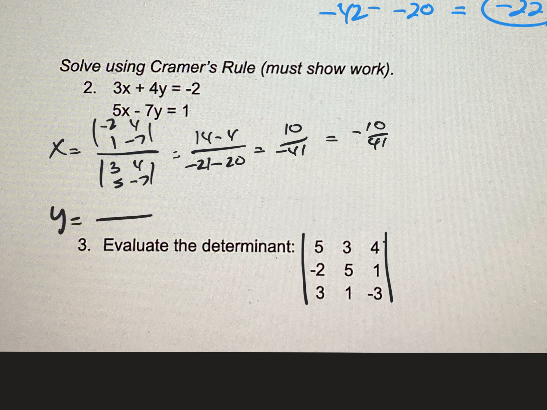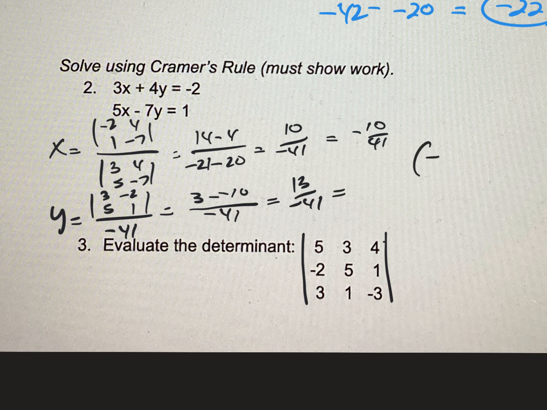Y, remember, the bottom's always xy, which means the bottom's going to be negative 41 again. My numerator, if you're looking for y, don't use the y's on the top. I can use the x's. I'm going to use the negative 2 and the 1s where the y's would go. Multiply, that's 3. Multiply again, that's negative 10 over negative 41. That gives you 13 over negative 41, which ends up being negative 13 over 41. So your answer is negative 10 over 41 and negative 13 over 41.